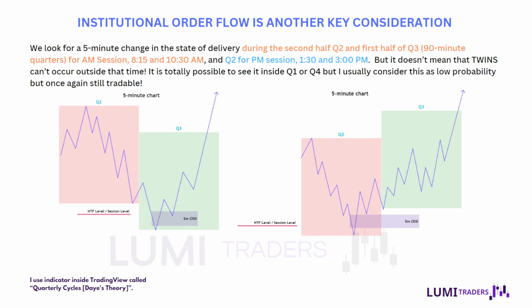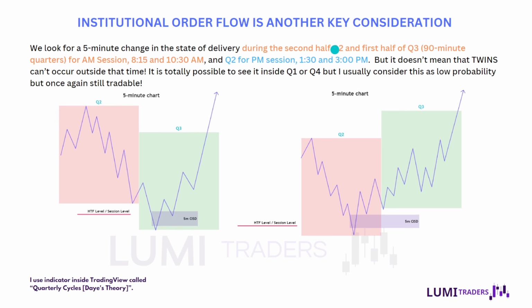But it doesn't mean that twins cannot occur outside that time. It's totally possible to see it inside quarter 1 and quarter 4. Once again, I'm talking about 90-minute quarters. But I usually consider these setups as low probability setups. But once again, still tradable.